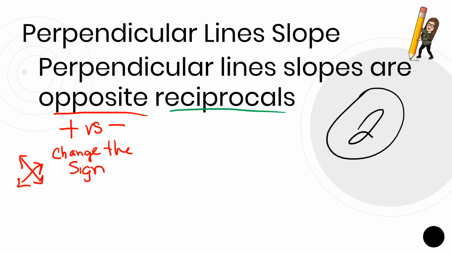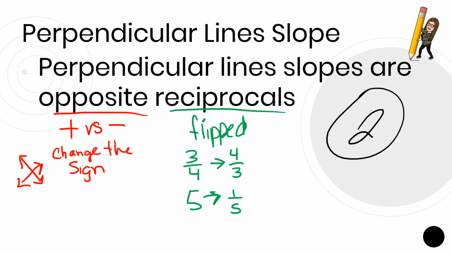Let's talk about reciprocals. Reciprocals are fractions flipped. That's going to be the generic word you're going to want to jot down. So if I'm talking about 3/4, that would change to 4/3. If I'm talking about 5, that would change to 1/5. If I'm talking about 1/7, that would change to 7.